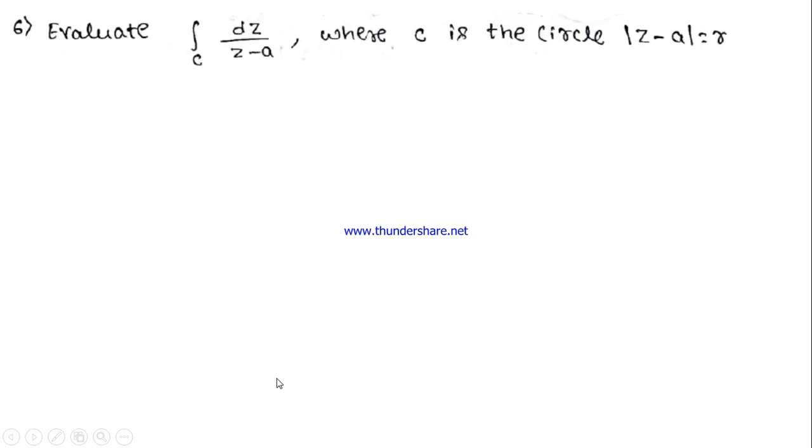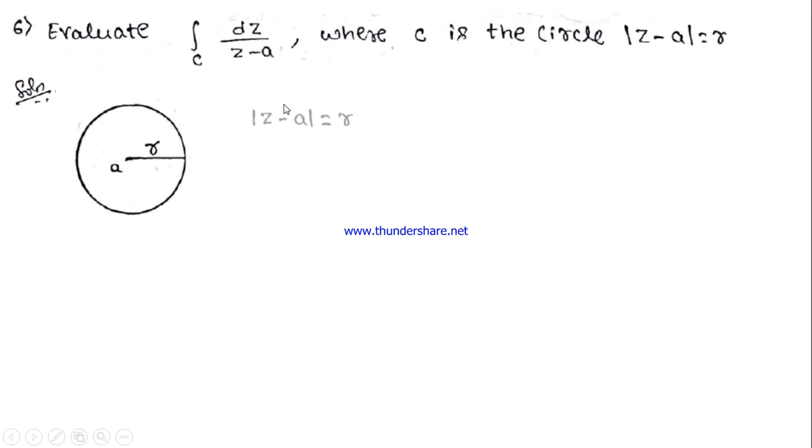Now have a look at this next example, the integral of dz by z minus a, where C is the circle mod z minus a equal to r. I have just given the explanation for mod z minus a. How do we get this one in the previous example?